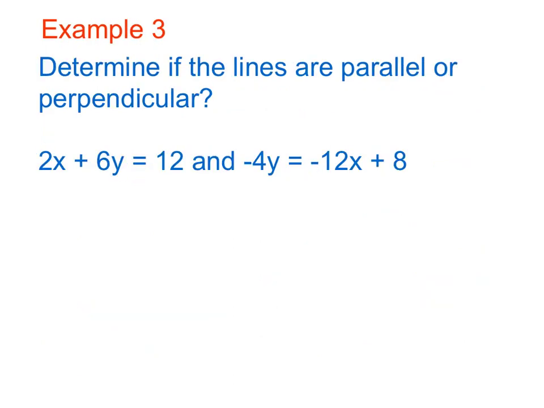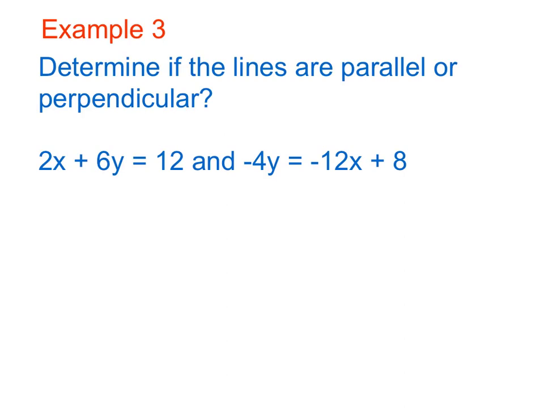Alright, so here we were given two equations. We want to determine whether or not the lines are parallel or perpendicular. So we're going to look at the slopes. If the slopes are the same, then they are going to be parallel. If you multiply the slopes together and you get negative 1, then they're going to be perpendicular. Well, let's first rearrange these so that they are in slope-intercept form.